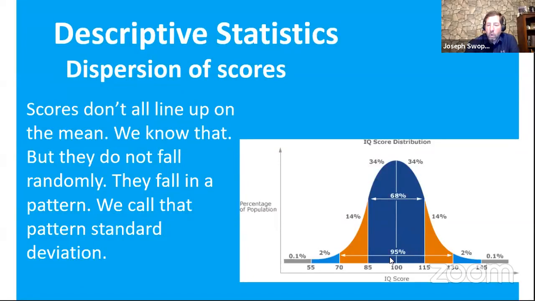Let's look at our old friend, the bell curve. And we're going to spend a little bit of time here. You can see this in the AP psychology curriculum in the research unit and in the intelligence unit. So it's important to get a deeper understanding here. Scores don't all line up on the mean. We know that not everybody is the same. Not all scores are the same. But they also don't fall randomly. If you get a big enough data set, they are going to fall into a pattern. We call that pattern a standard deviation.